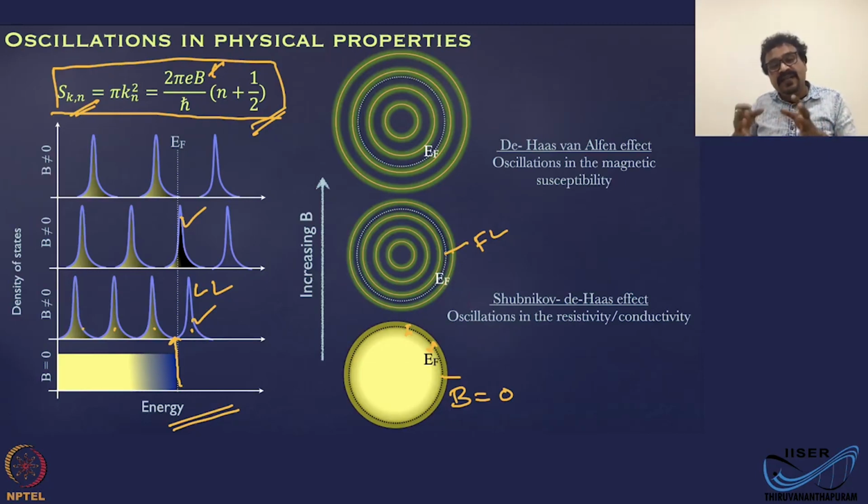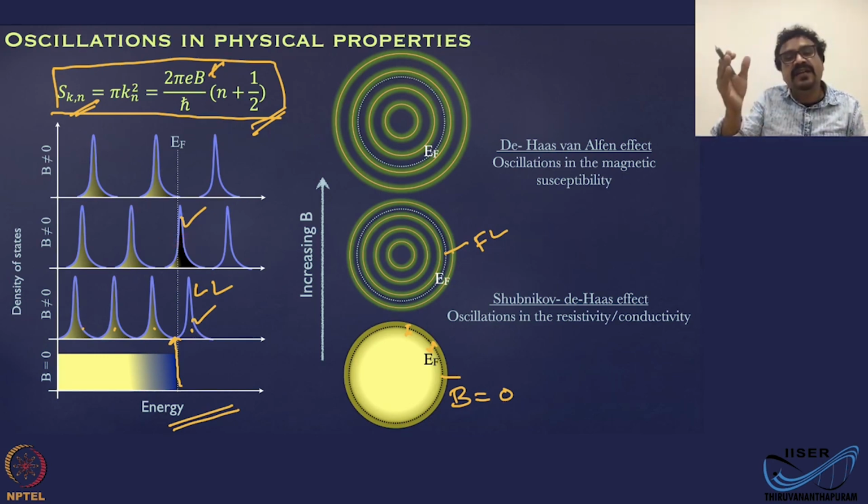So whatever the states that have been lost below the Fermi level, because the Landau level has passed through the Fermi level as a result of increasing the B field, an equal number of states will be made available below the Fermi level because of the presence of the expanded Landau levels. So what that means is the number of states is not going to change.